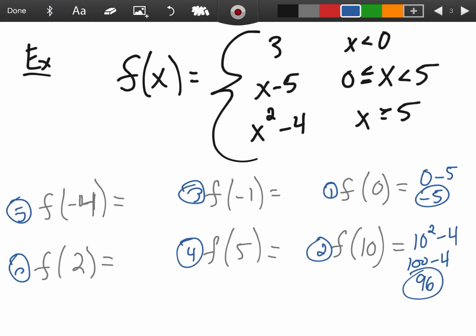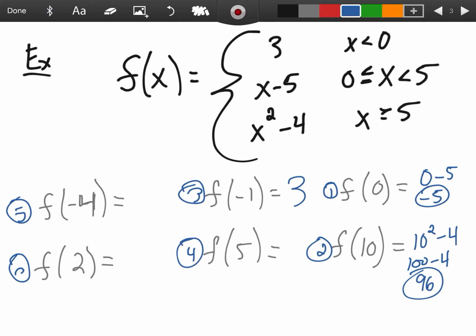All right, f of -1 now. F of -1, -1 is less than 0, so I'm going to plug it into this 3 right here. Well, there's no x. There's nowhere for me to plug it in there. F of x equals 3. That's just a horizontal line where your y value is always 3, or your f of x value is always 3. So f of -1 is just 3. Okay, it's just 3. That actually will trip people up the most. That's what I've found.